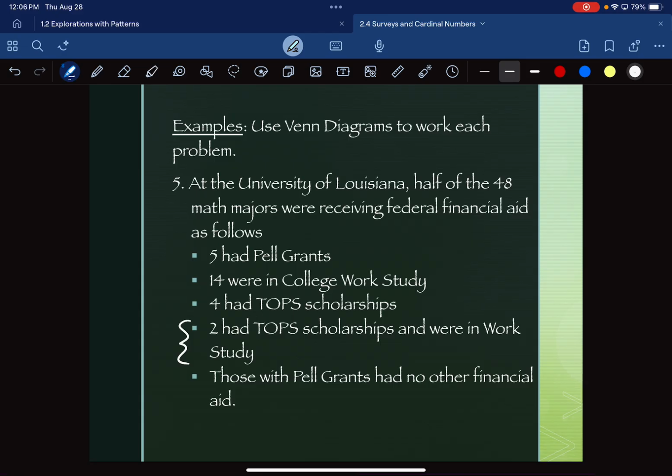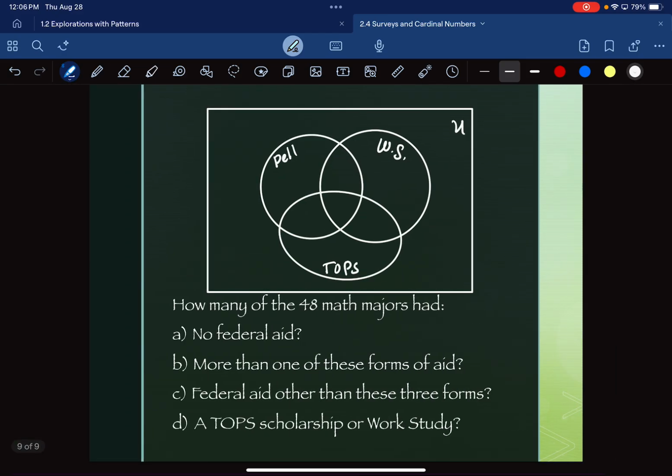Yeah. Okay, so let's take a look at that. So TOPS scholarships and work study would be both this piece and this piece, which means there's 2 pieces that I have to distinguish between. So we're not going to start there, but we'll get there very quickly.